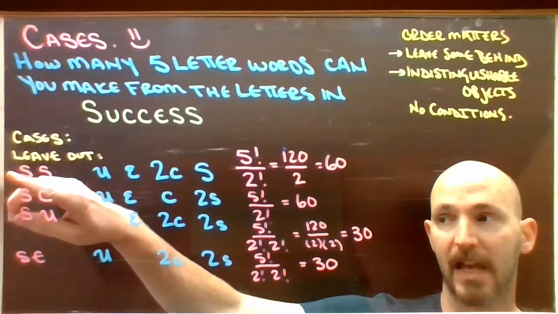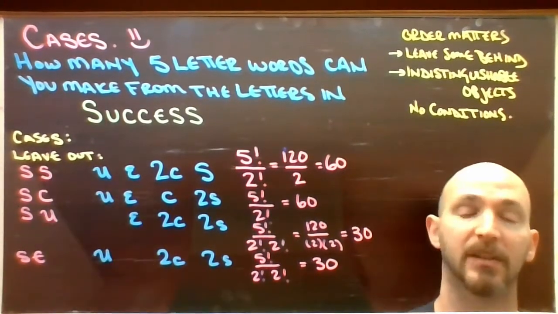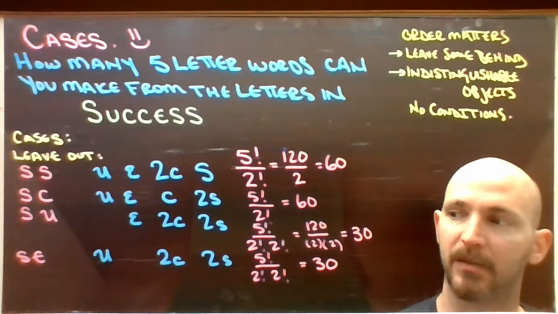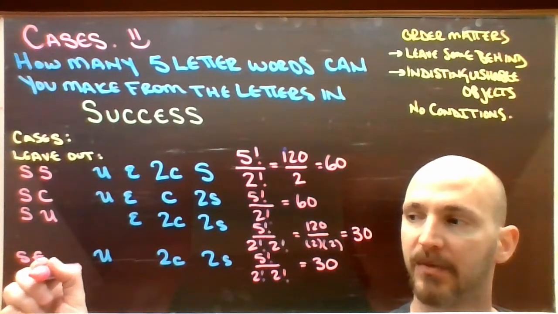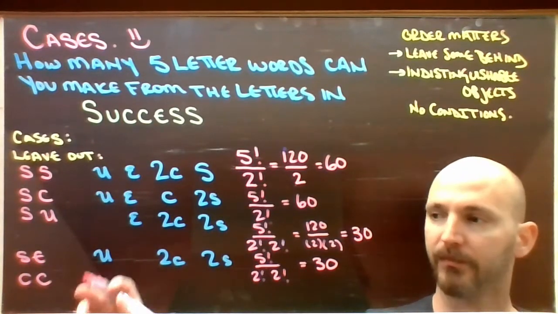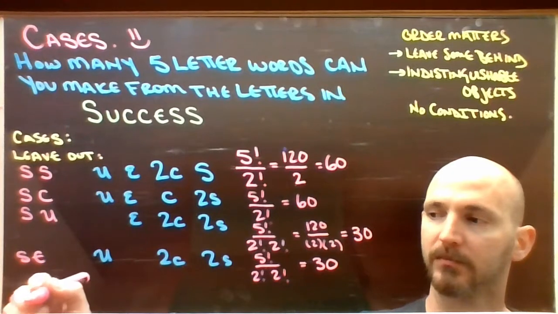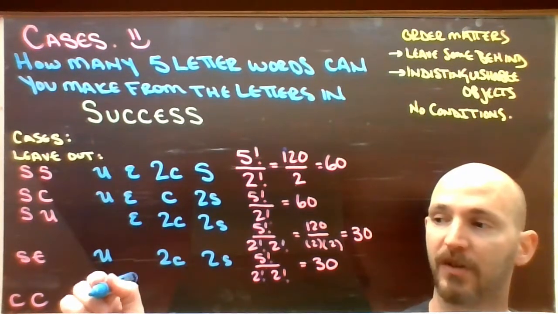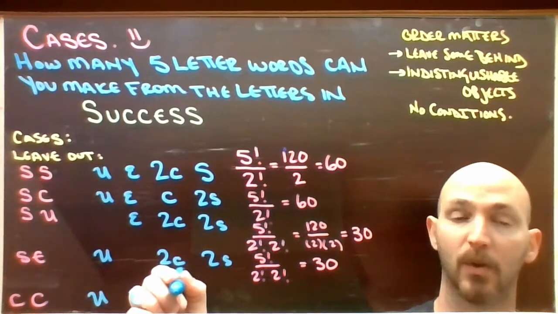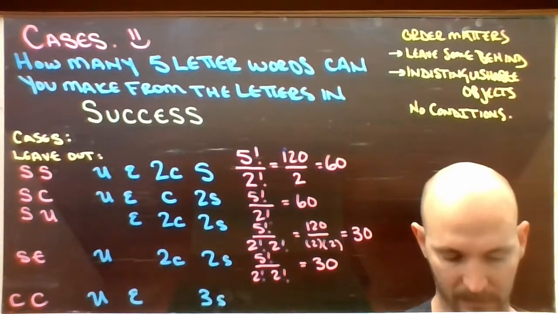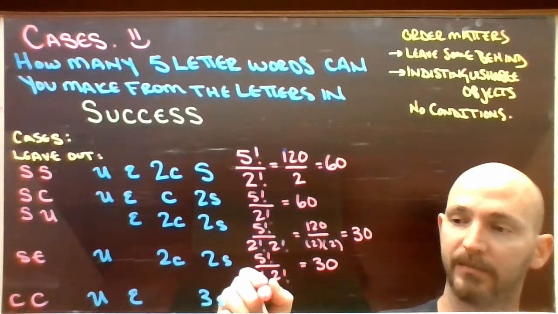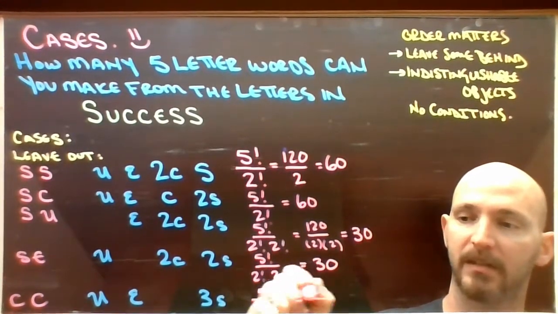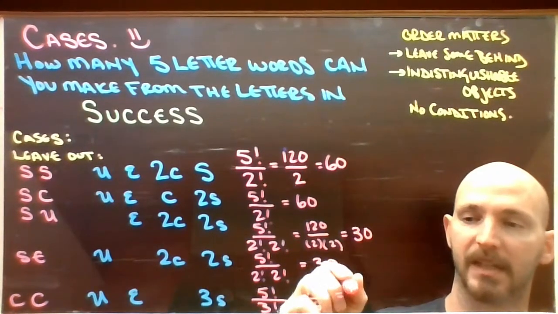So I ditched an S and an S, an S and a C, an S and a U, an S and an E. Those are all the combinations where I drop at least one S. So the next case I'm going to try is forcing myself to drop a double C. If I drop a double C, I'm left shuffling a U, the E, no C's, and 3 S's, which would be 5 factorial for the 5 shuffled letters, and then I have to drop the triple S. 5 factorial is 120, 3 factorial is 6, 120 divided by 6 is 20 different ways.